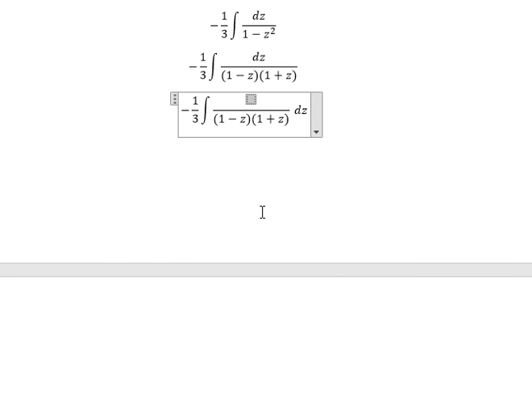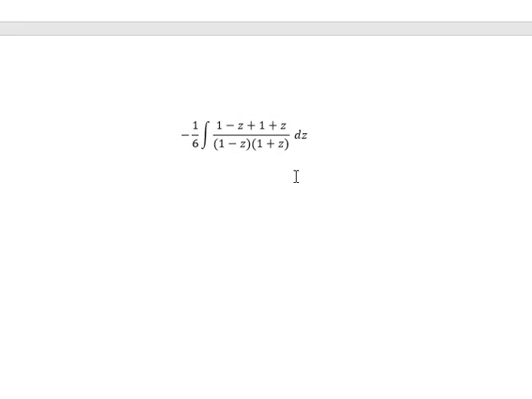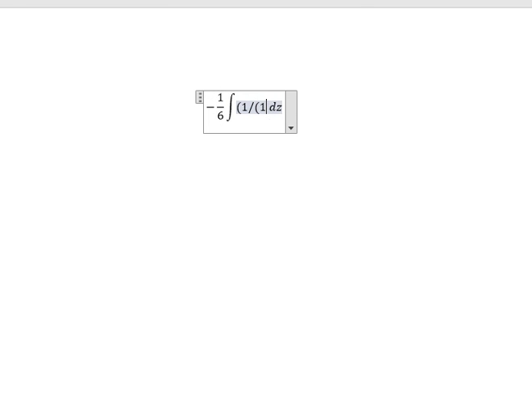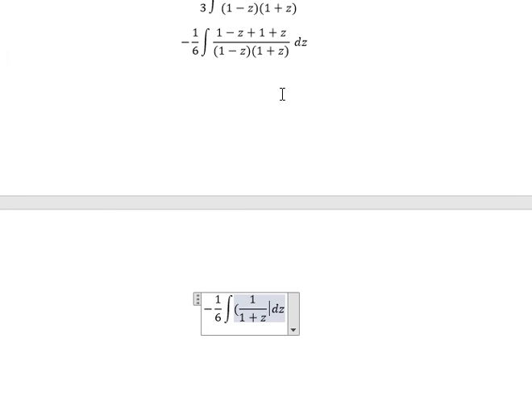So on numerator we have 1 minus z plus 1 plus z. Because 1 plus 1 is number 2, in here we should multiply with number 2 and you get number 6. 1 minus z divided by 1 minus z, you will get 1 over 1 plus z. And the second one, we have 1 plus z divided by 1 plus z, you will get 1 over 1 minus z.